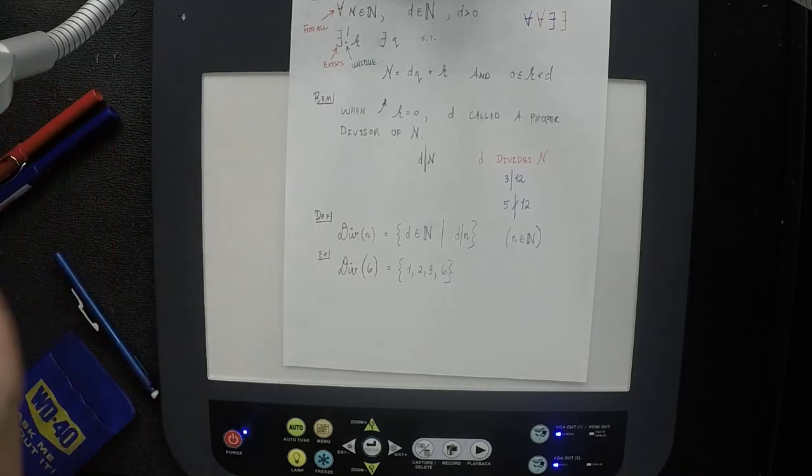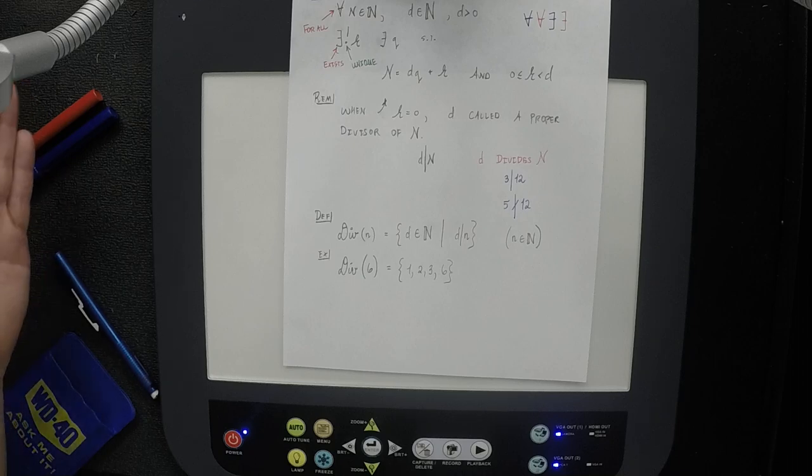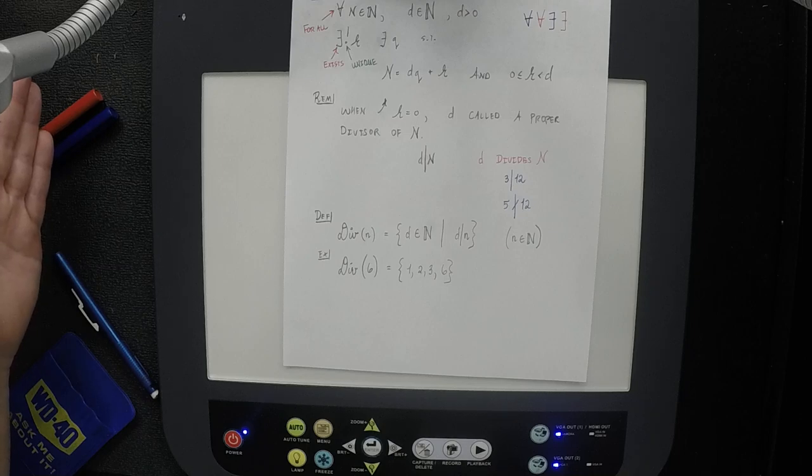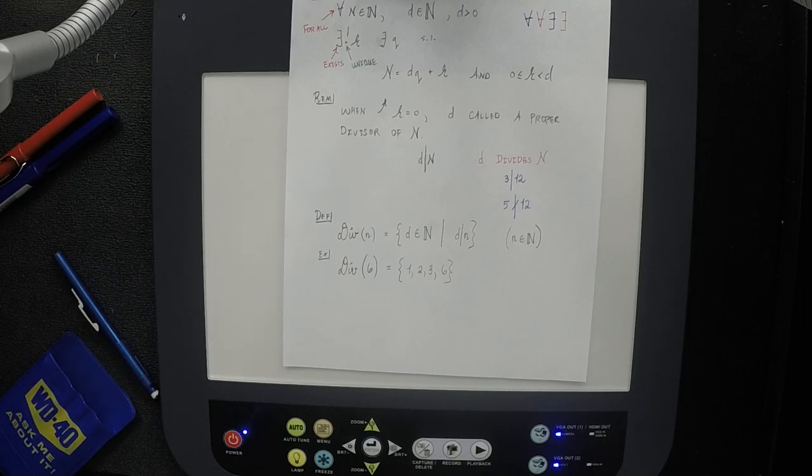Let's consider all conceivable n now. Are there any n for which the set of divisors is empty? No. Why not? Let's think about it for a minute. What is something that's in the set of divisors of 12? What's something that's in the set of divisors of 2370? One. What's something that's in the set of divisors of 1, 2, 3, 4, 5, 6, 7, 8? One is in there, right? One's always a divisor.